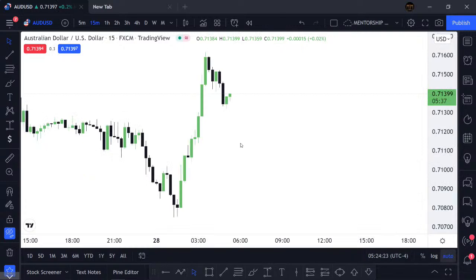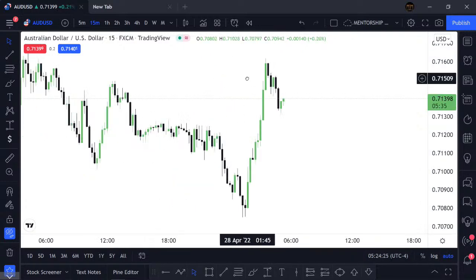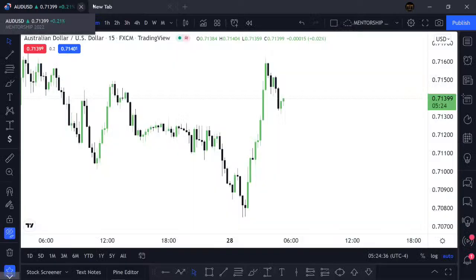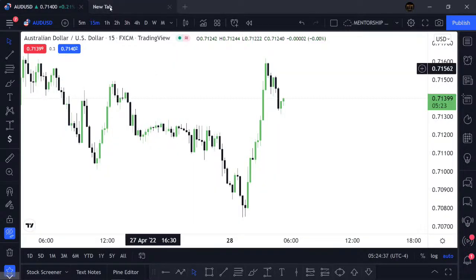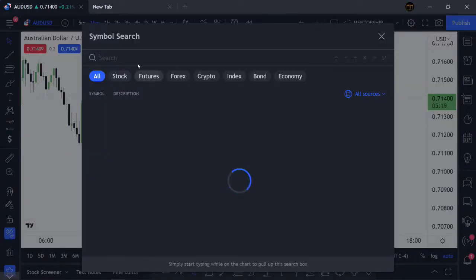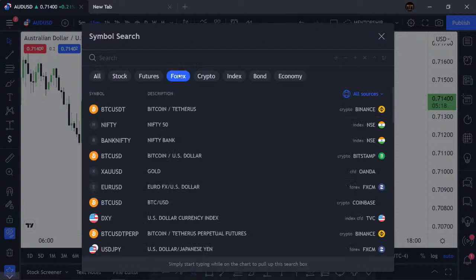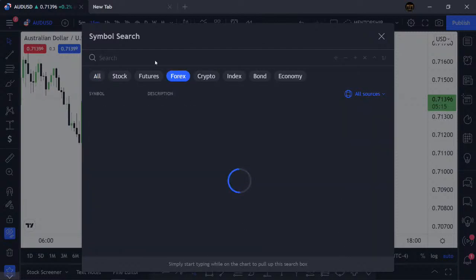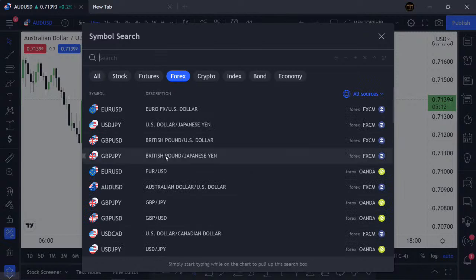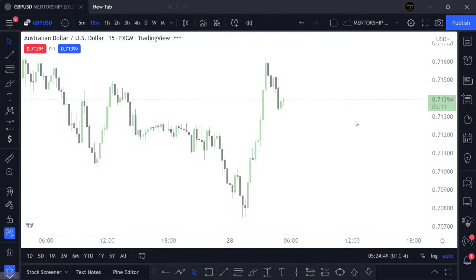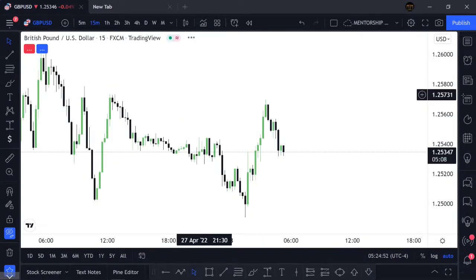Let's look at another pair. Just a second, my thing is loading. It is loading. Okay, let's just take some other pair here. So Forex. Okay, we are only doing this on major currency pairs.